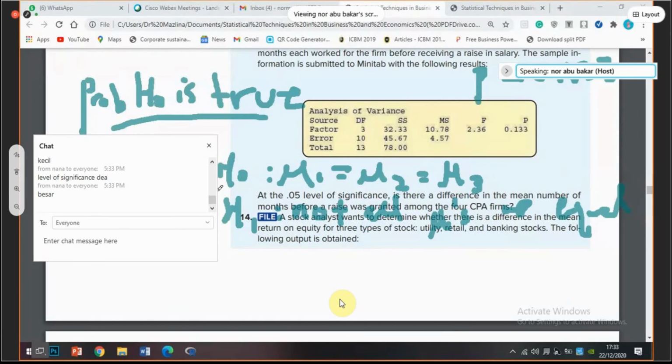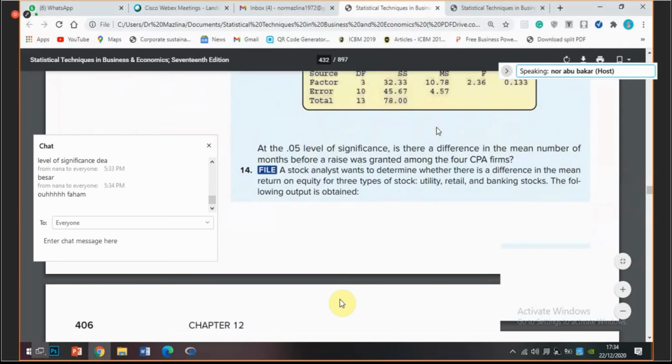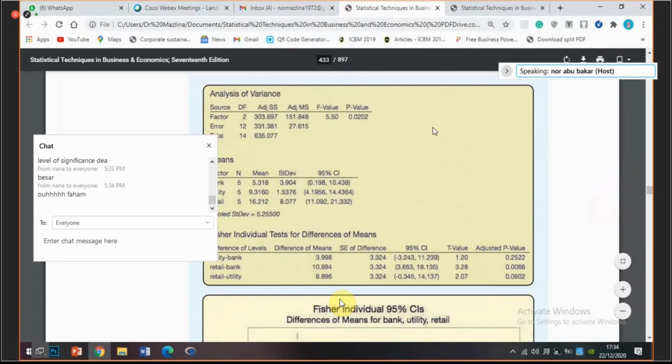Jadi kalau dia besar bermakna probability H naught is true is huge, so you do not reject. Boleh faham? Lihat, ini dia. This is the keyword: the probability that H naught is true. Okay? Jadi tak apa, kalau awak tak faham sekarang, cuba tengok sini.